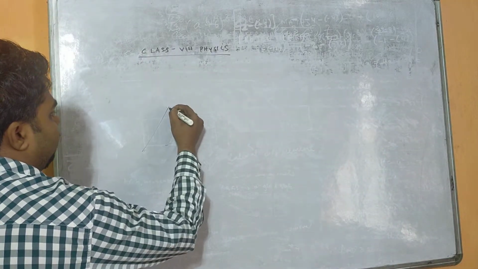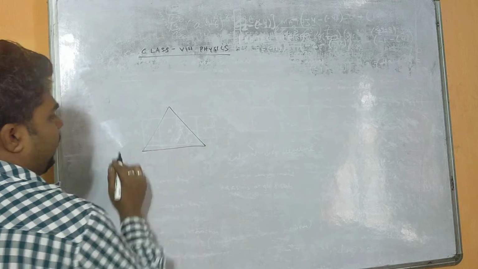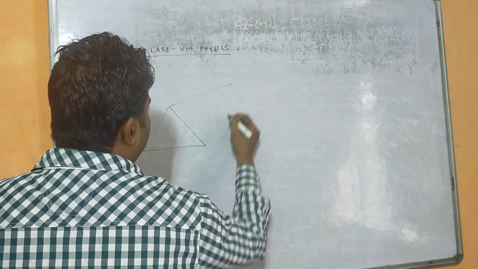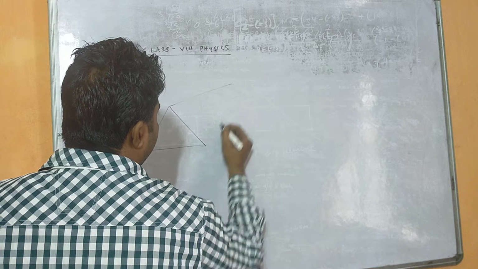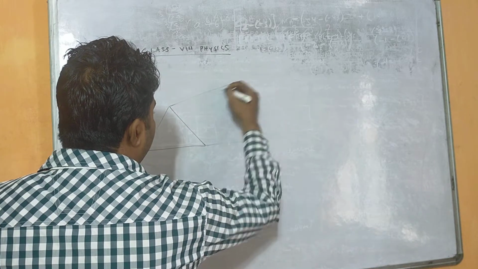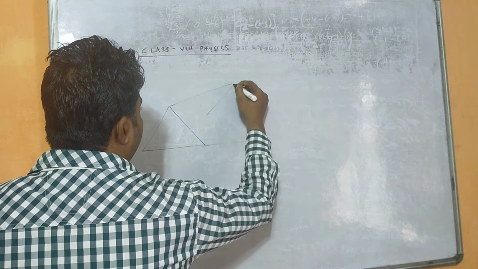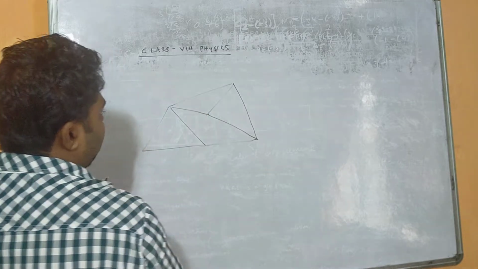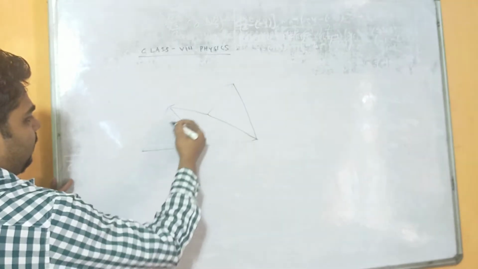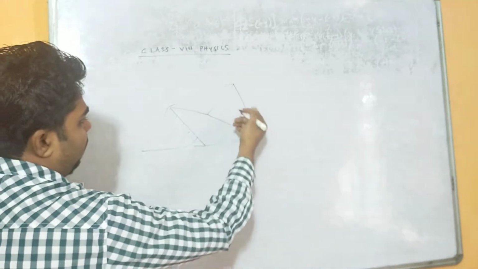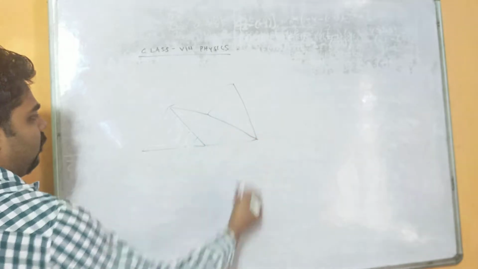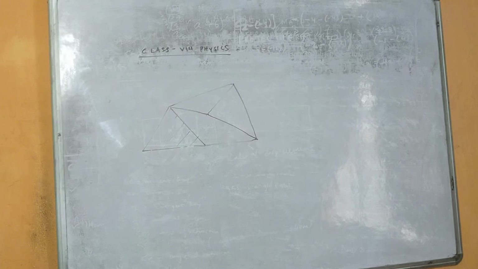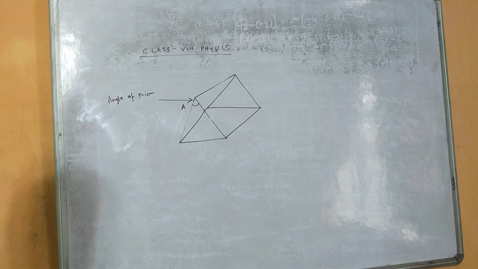When you see a prism from the front end, the prism looks like this from the front side. But when you rotate it, you will find this is the first face, and when you see from the back face, you will get one more triangle there, right? So this is the prism, right?